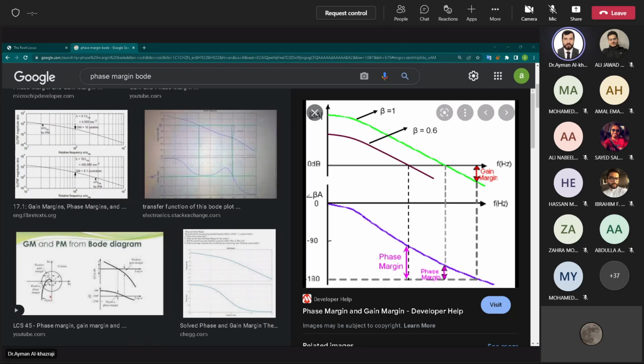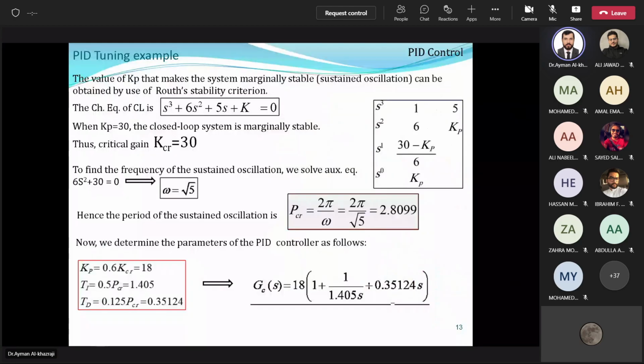I don't know. But however, the concept is clear that you can find the oscillation period. Okay, it can be, where is the slide? This one. Okay, it can be given like this.